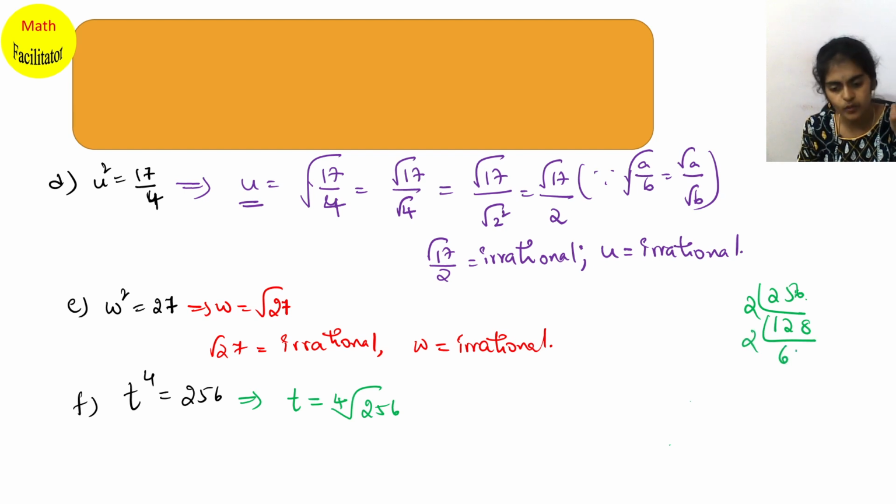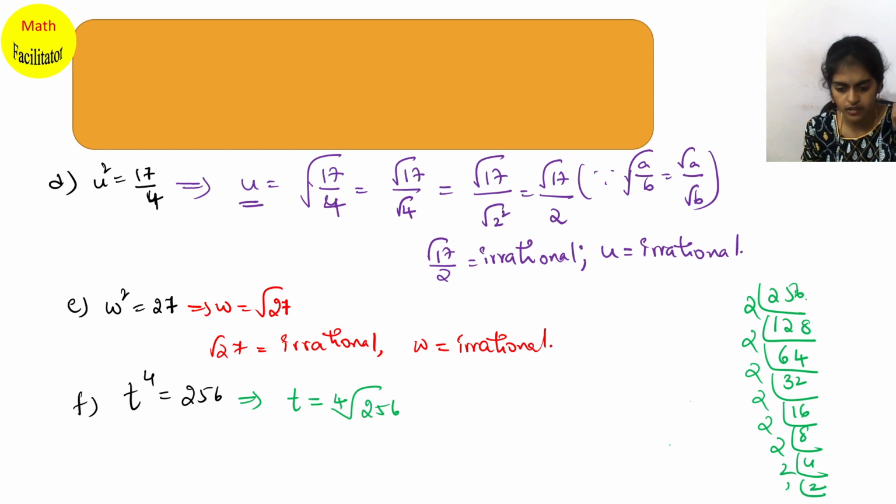Now 2 sixes are 12, 2 fours are 8. 2 32s are 64, 2 16s are 32, 2 8s are 16, 2 4s are 8, 2 2s are 4, 2 1s are 2. So 256 I can write as fourth root of 2 into 2 into 2, and so on.